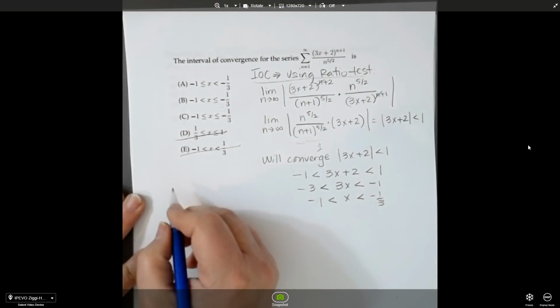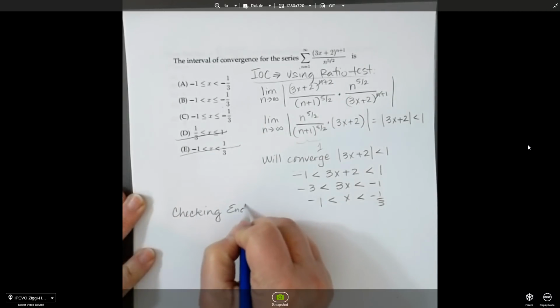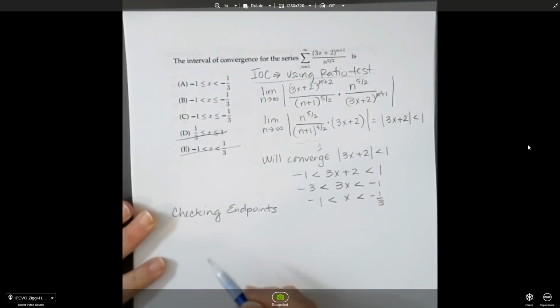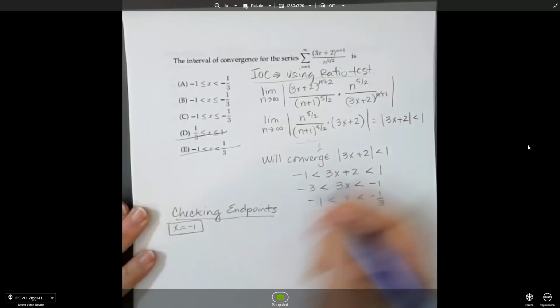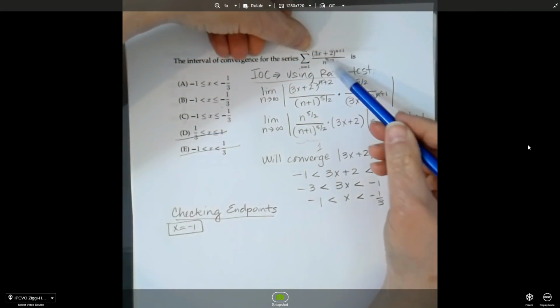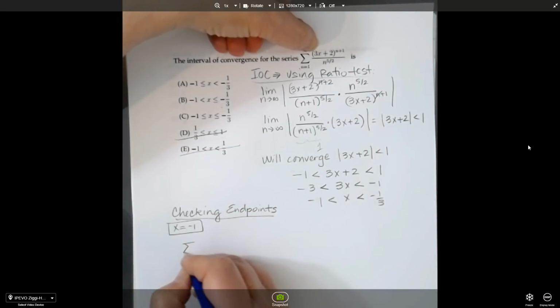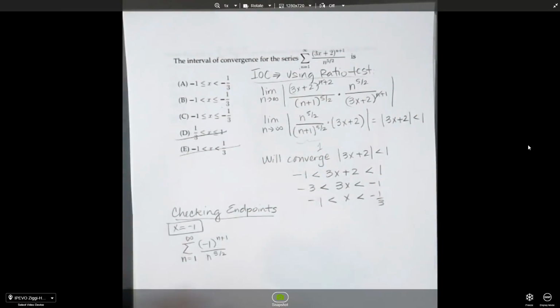All right, so we're going to check the endpoints. And what is our clue that we have to check the endpoints? Well, we've got equalities here, so we gotta check the endpoints. The endpoints are at x equals -1. Let's plug -1 in our series here. When I plug in -1, I get -3 plus 2. That means we're going from 1 to infinity here, of (-1) to the n plus 1, all over n to the 5 halves.